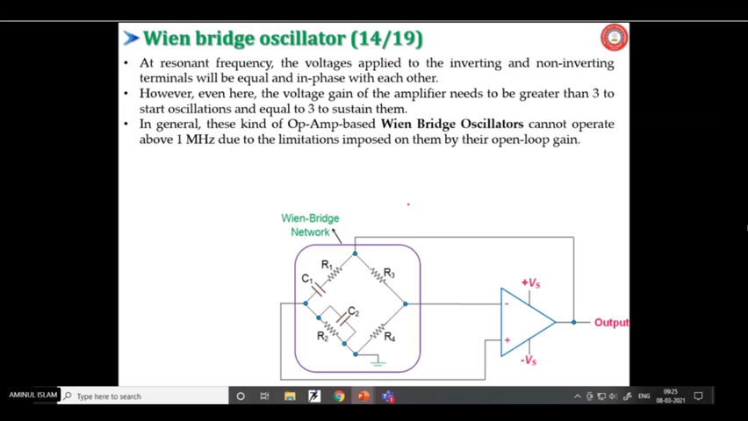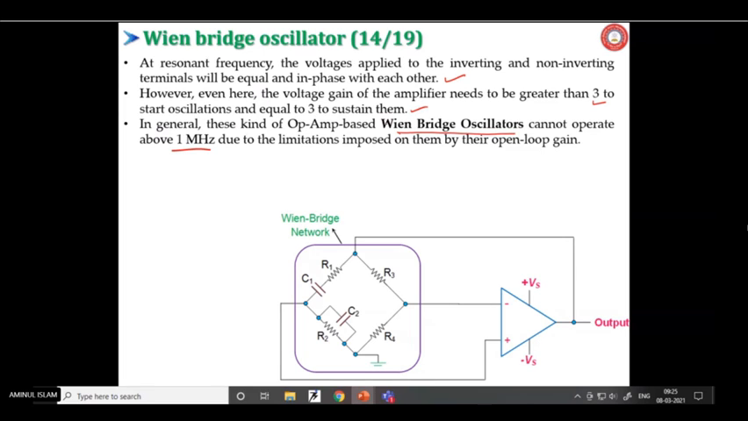At resonant frequency, the voltage applied to the inverting and non-inverting terminals will be equal and in phase with each other. However, even here the voltage gain of the amplifier needs to be greater than 3 to start the oscillations and equal to 3 to sustain them. In general, this kind of op-amp based Wien bridge oscillator cannot operate above 1 megahertz. That's the limitation of this Wien bridge oscillator.